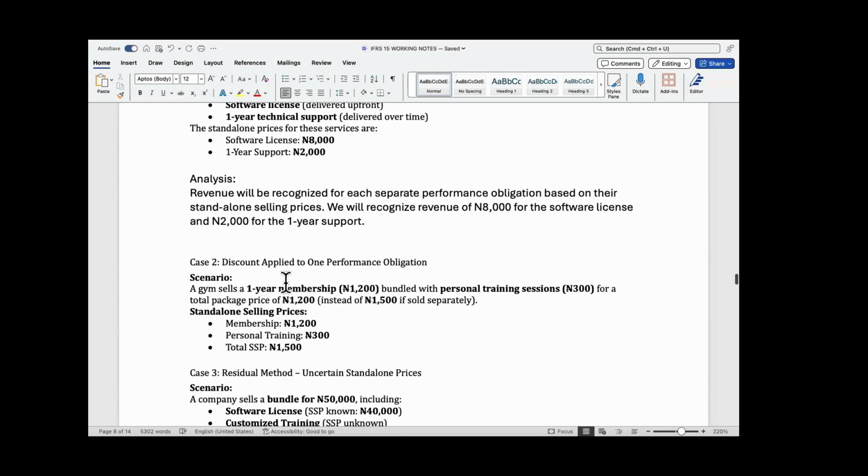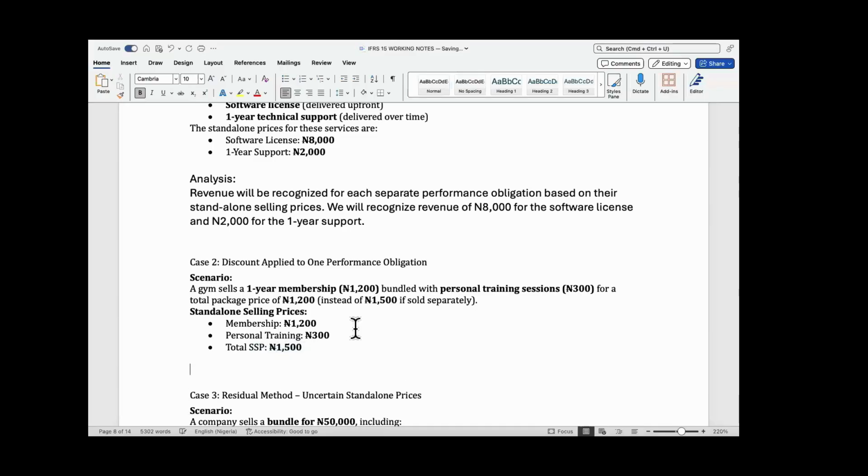Another scenario is that a gym sells 1 year membership for 1,200, bundled with personal training sessions that is ordinarily 300 naira. He now sold it as a total package of 1,200 instead of 1,500 if sold separately. He says, since we are doing a total package, it is 1,200. So the standalone selling price of membership, if you are selling membership separately, is 1,200. If you are selling personal training separately, it is 300. The total standalone selling price, this SSP, is 1,500.